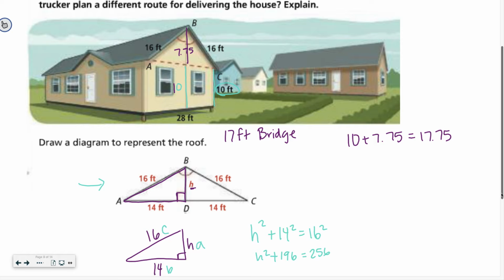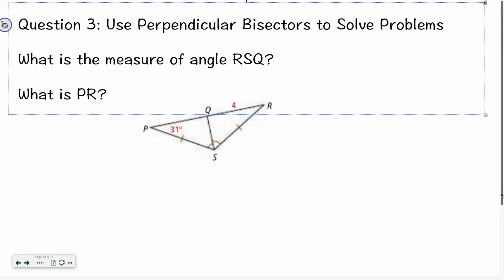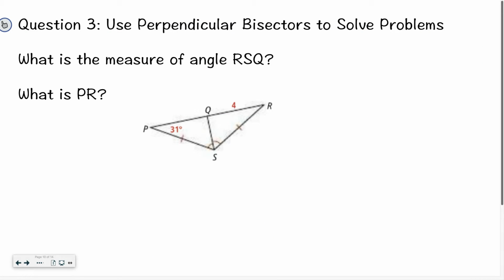Okay, so you guys are going to start using the Pythagorean theorem again. And make sure that even once you solve for your variable, make sure there's not another step, especially in those word problems, okay? Now, why don't you use the perpendicular bisectors to solve the problems? First, let's just focus on what is the measure of angle RSQ.